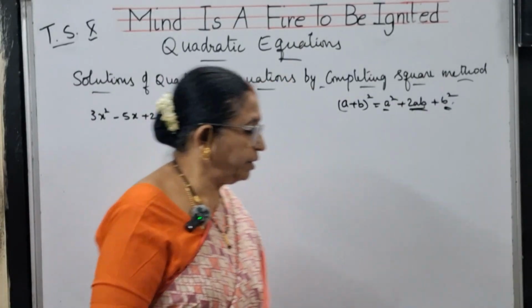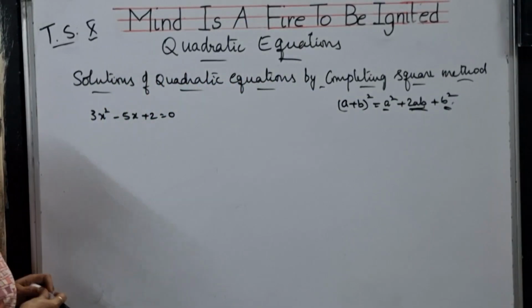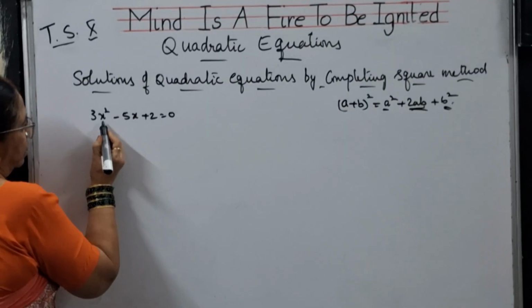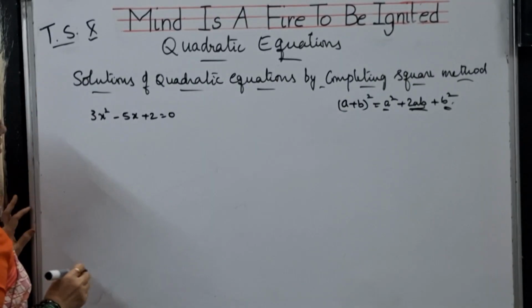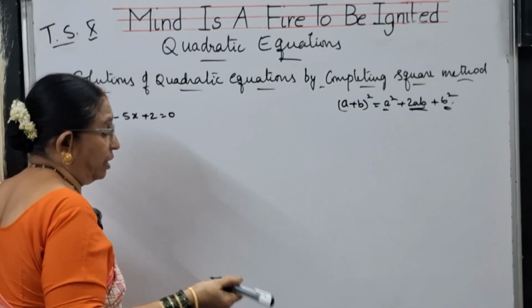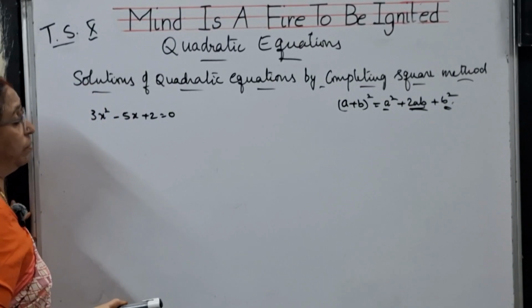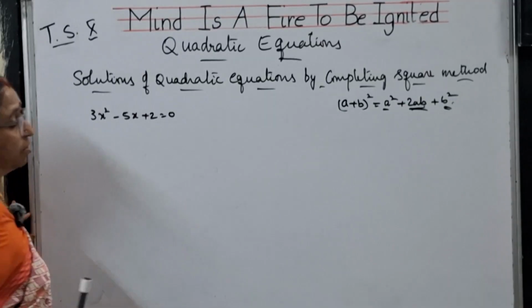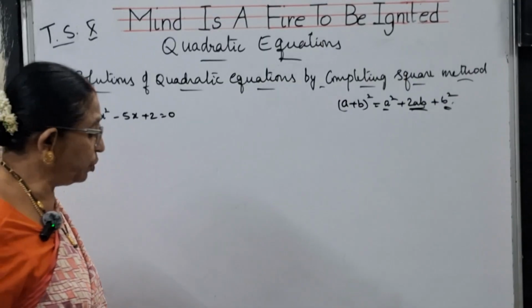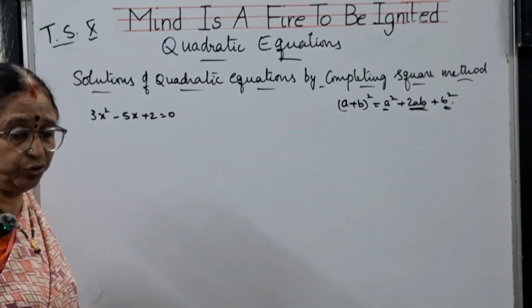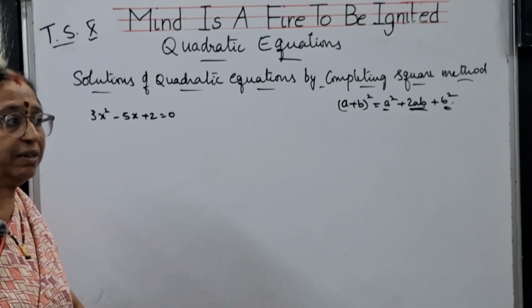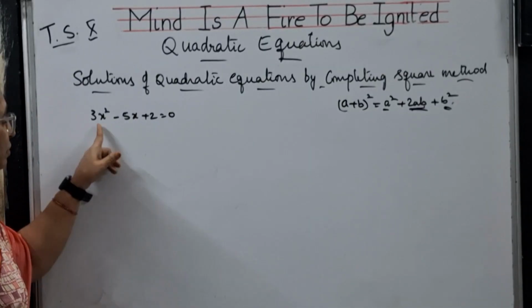Now let us see another problem. See here, 3x square minus 5x plus 2 is equal to 0. Here there is a coefficient for x square, that is 3. I told you in the earlier video, what did I say? Here only x square should be there. In the earlier problem I said this. You should not have any coefficient. I also said that if there is a coefficient, what you need to do, I will tell. So now this is the example where you have got a coefficient for x square.